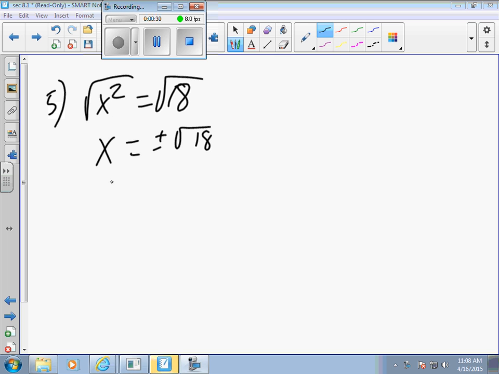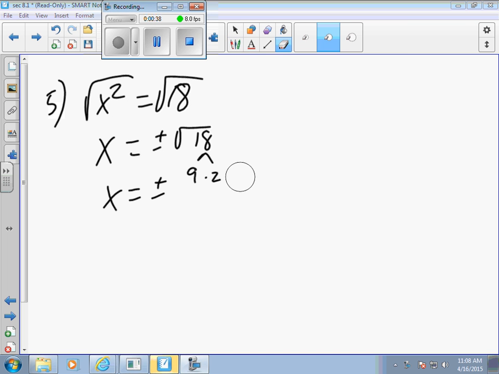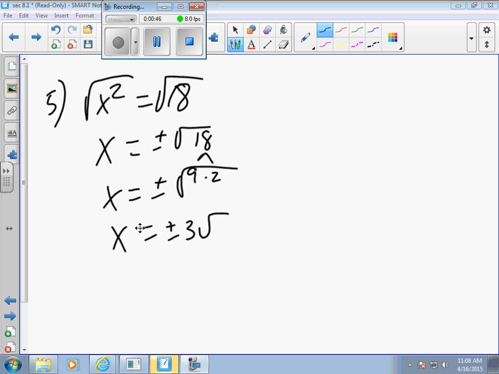The last thing that we need to do with this is simplify the square root of 18. We know 18 is 9 times 2, and the square root of 9 will give me 3 root 2. So plus or minus 3 root 2. If we're going to split the answers, we would write positive 3 square roots of 2 and negative 3 square roots of 2. That's the two answers.